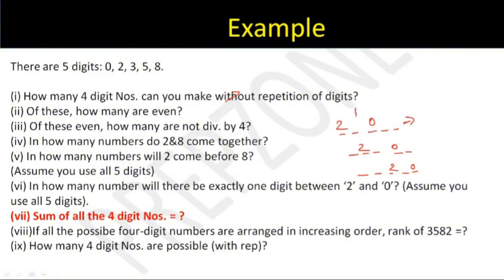You have 3 numbers here, 2 here. So 3 into 2, 6 cases here. Similarly for the next one, 3 into 2, and 2 and 0 can interchange, so into 2 again. And for the third one also the same, into 2. The only catch here is we can't do 6 into 2, because 0 can't come in the first position. So this is 6 into 5, 30.